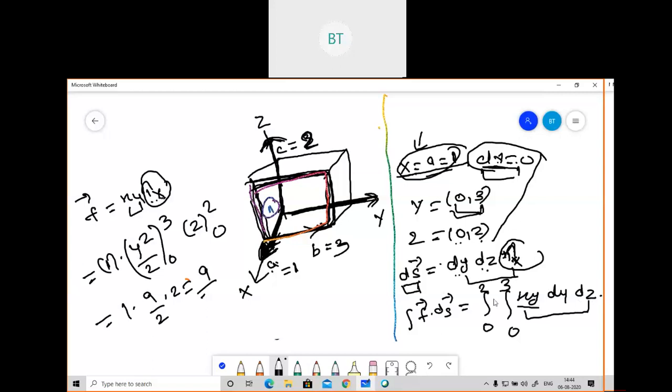Where did this xy come from? If you look at the problem, the problem starts like that: f is equal to xy I cap x. Since I am talking about the x direction, I will write xy. So xy will be written directly here, and dy dz stays like this. Then we have to integrate and find the value.